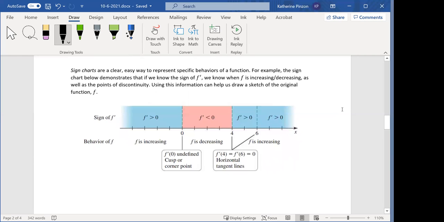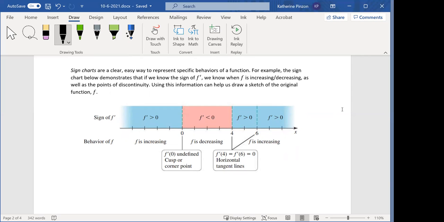Okay, so there's lots of ways to organize your information. I'm a big fan of the sign chart. The thing I like the sign chart for is that it helps me keep everything organized. And then I can just use those 4 shapes that we just practiced and mush them together, okay? So sign charts are an easy way to represent specific behaviors.